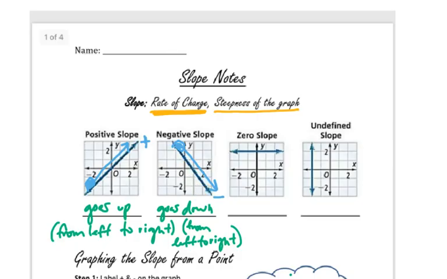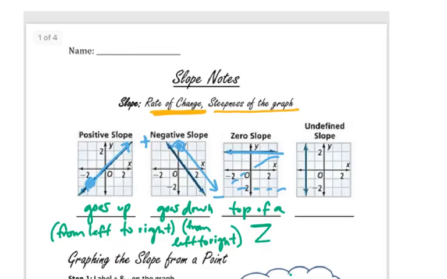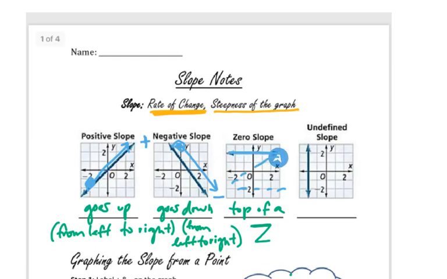That's a negative slope. A zero slope looks like the top of a Z. So if it looks like the top of a Z, then its slope is 0. It's like you flatlined, you zeroed. And then the last one, undefined, drops straight down. It looks like the side of a U. U is for undefined. So an undefined slope looks like the side of a U.